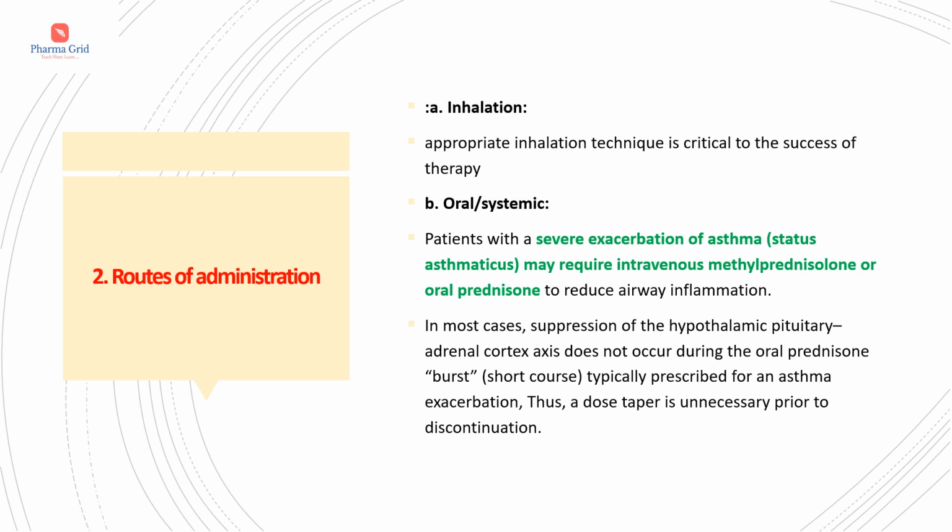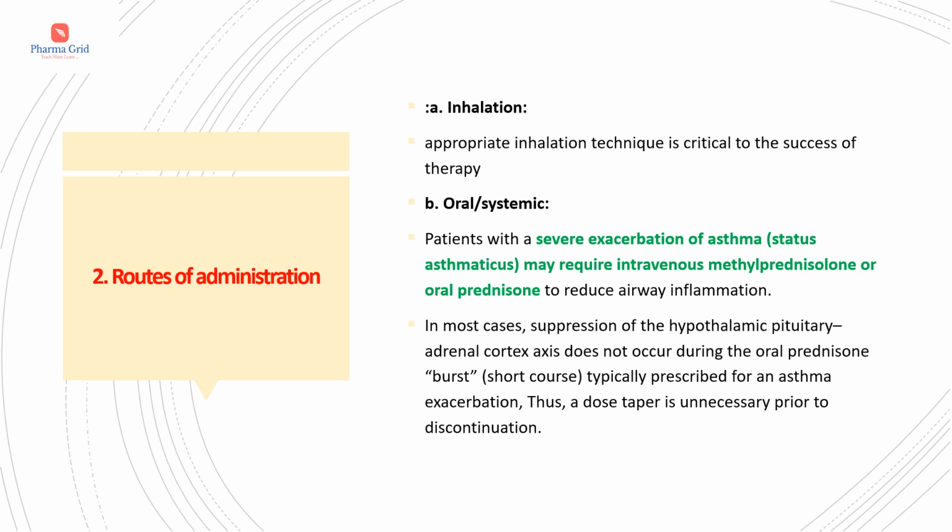Next route is oral or systemic. Patients with a severe exacerbation of asthma, such as status asthmaticus, may require intravenous methylprednisolone or oral prednisolone to reduce airway inflammation. In most cases, suppression of the hypothalamic pituitary adrenal cortex axis does not occur during the oral prednisone burst, which means a short course, typically prescribed for an asthma exacerbation. Thus, a dose taper is unnecessary prior to discontinuation.